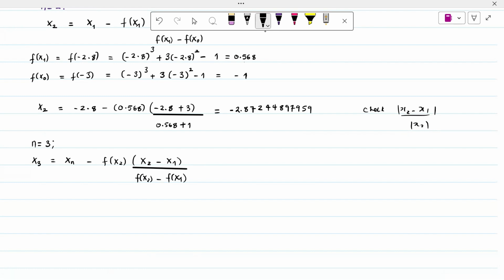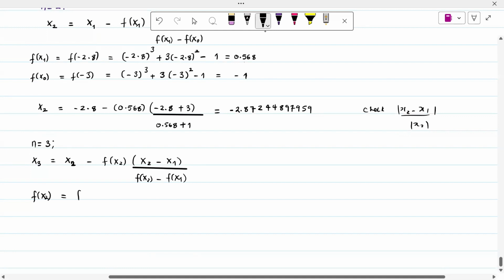So we already have f of x1, so we just need to find f of x2. F of x1 we have, and we found it is 0.568. So there is no need to worry about that one. So let's find f of x2. So f of x2, this is x2, not xn. So f of x2 is equal to f of our x2. We chose x2, so our x2 is what? We actually found negative 2.87.